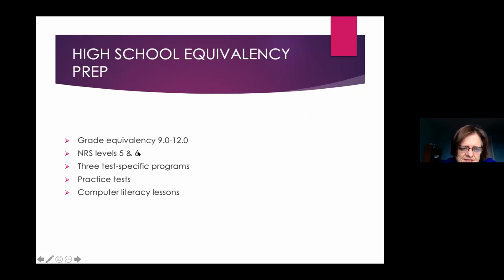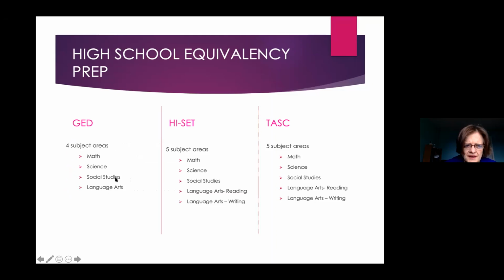NRS levels 5 and 6, there are 3 test-specific programs. So there's one for each of the tests that are allowed in New Jersey. Practice tests are provided, and they have computer literacy lessons. Not really sure why. They are the first thing that comes up. And it seems to me if you're using Aztec, you already know these things because you're already on the computer. And this is what they have.